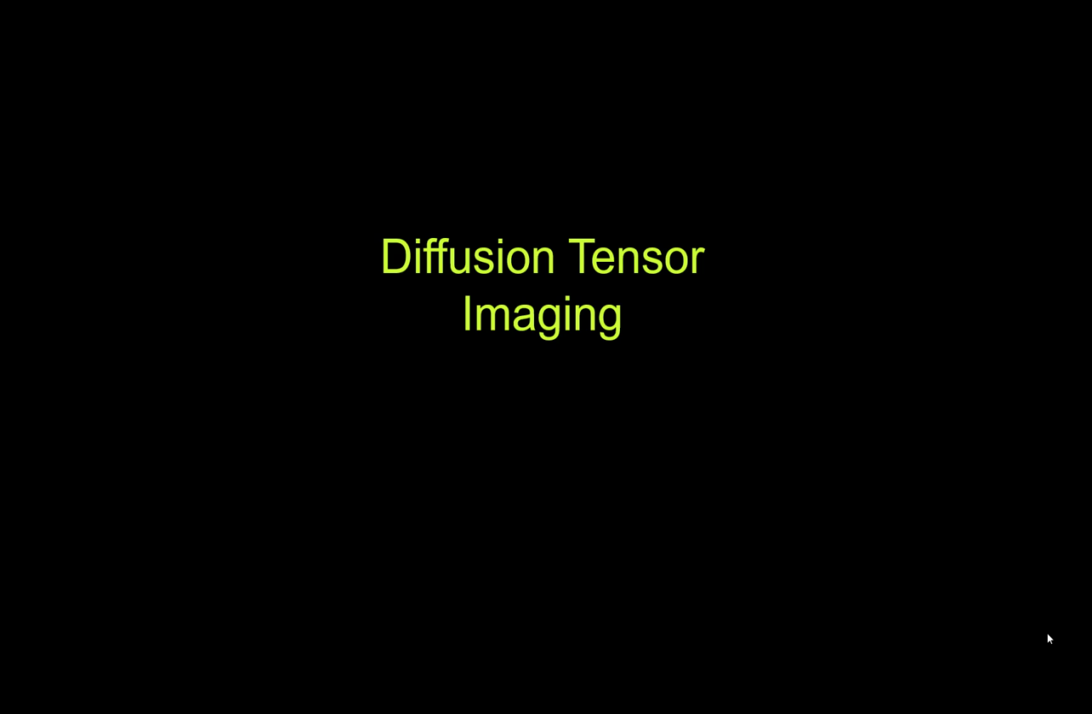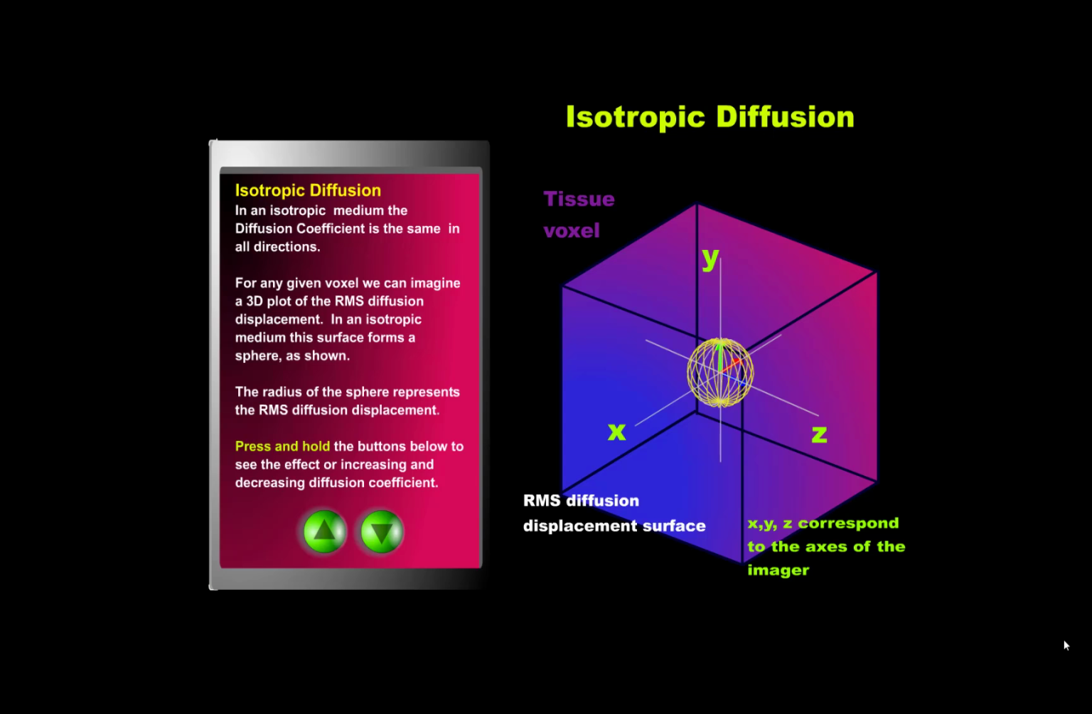The maths and physics behind this are pretty complicated, so I'm just going to give an abbreviated description of some of the main principles behind it. So first of all, just to describe the difference between isotropic diffusion and anisotropic diffusion. In isotropic diffusion, we're considering that we've got a homogeneous medium and the diffusion is equally likely in any direction.